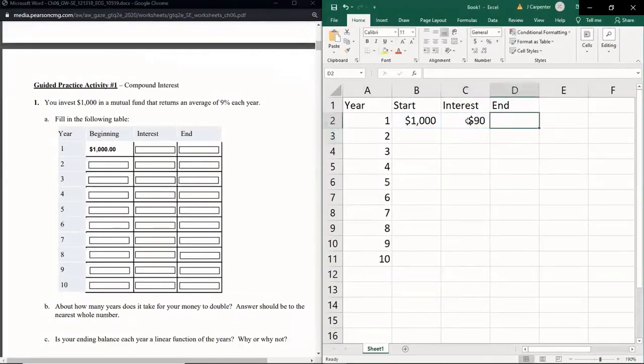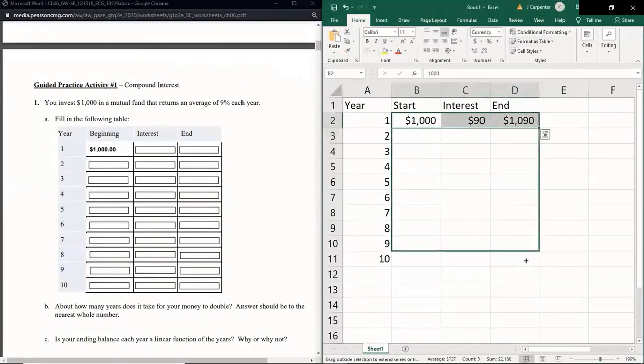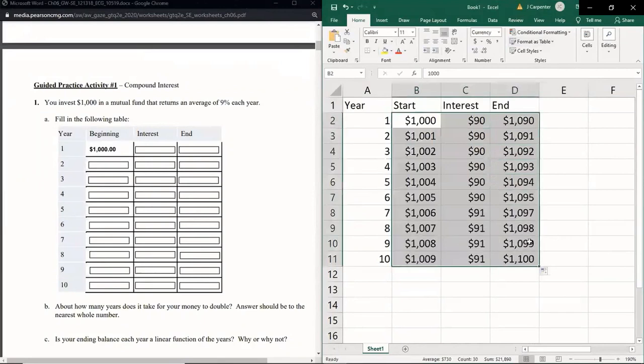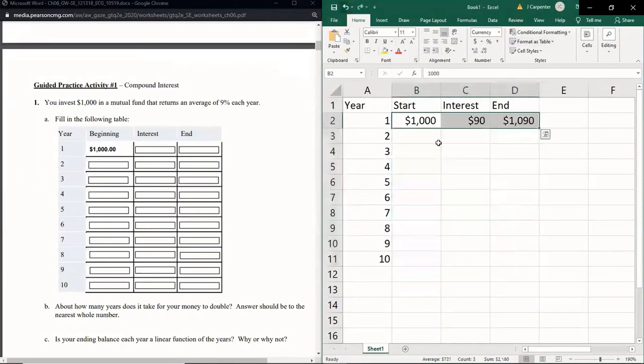The ending balance should be the sum of the start and the interest. So we go equals. And I don't need to write sum in parentheses since it's just two things. Just click, plus, click. Easy as pie. There we go. Now I can't just drag all of these down from here. If I do this, those are clearly not the right answers. So what did we do wrong?